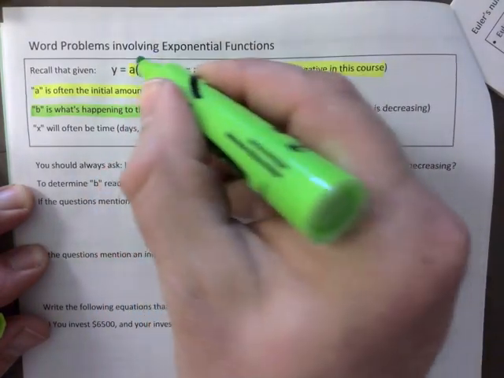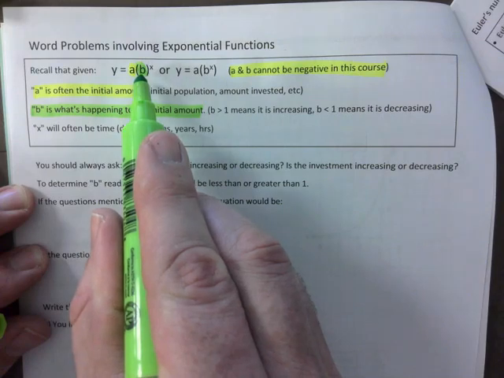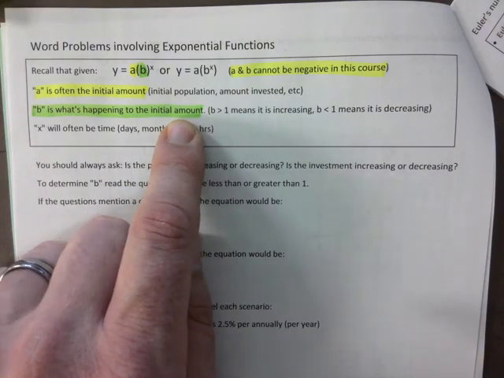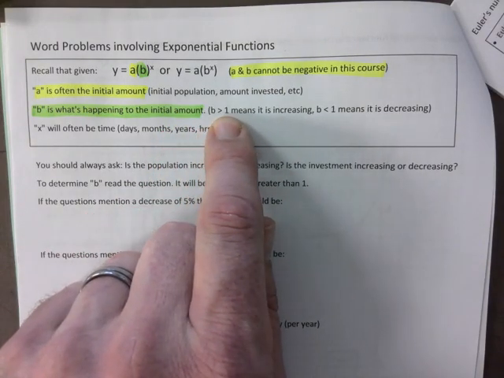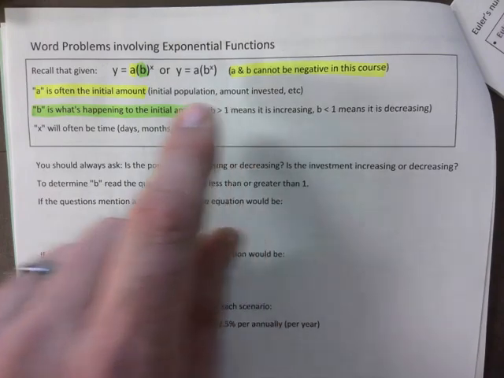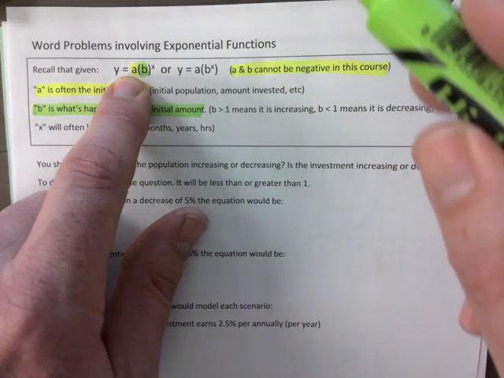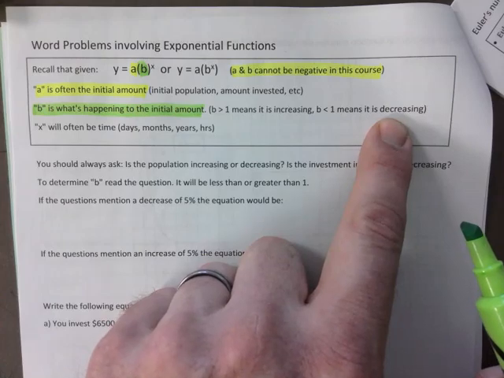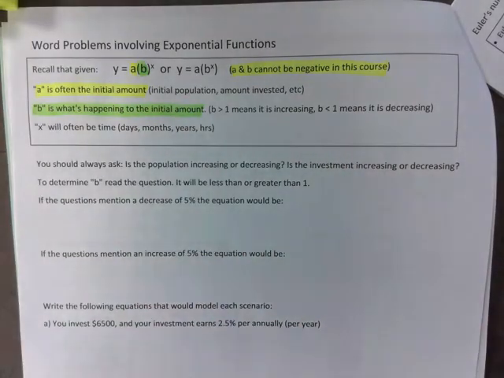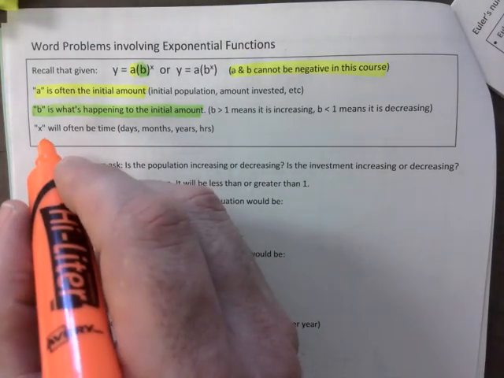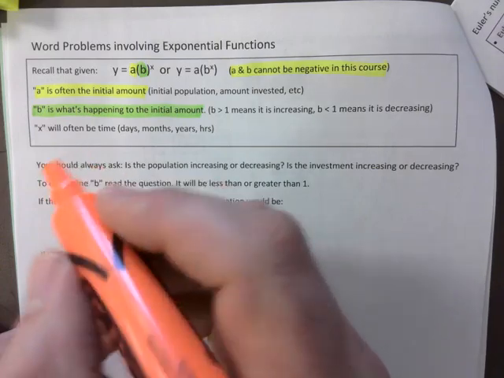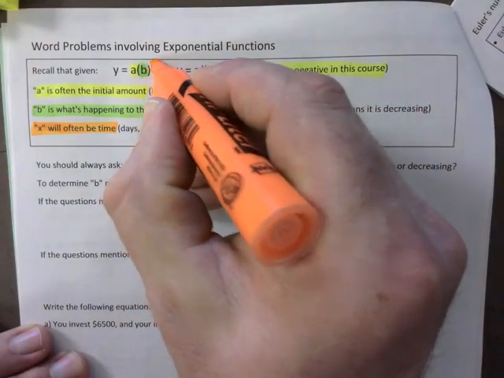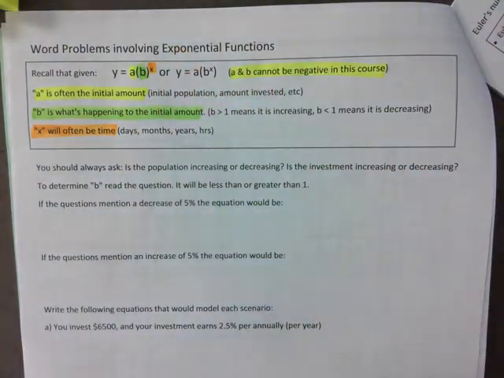Okay, so that number that's right next to the exponent tells us what's happening to the initial amount. If B is greater than 1, it means that you will start with A and then it will just keep increasing. If B is less than 1, it just means it's going to be decreasing. Okay, and x will often be time. Okay, so there's your 3 components. Those are the only 3 components you ever need to worry about.